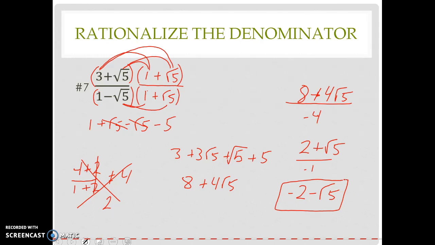These are the type of things we're going to be doing on our homework: adding and subtracting radicals, multiplying radical binomials together, and then rationalizing the denominator with a radical binomial in it.